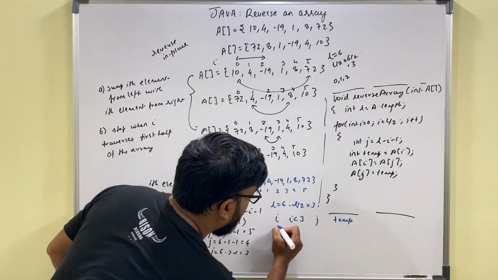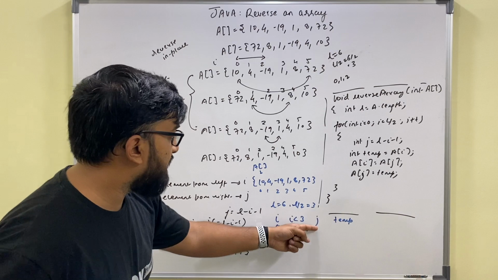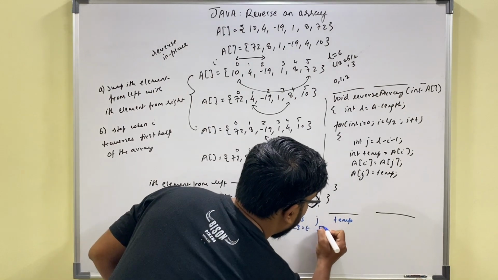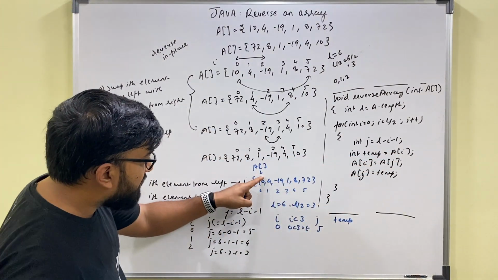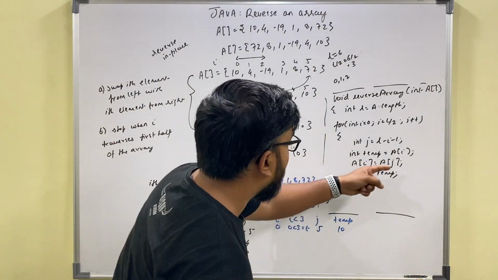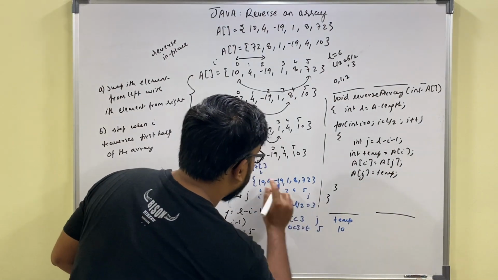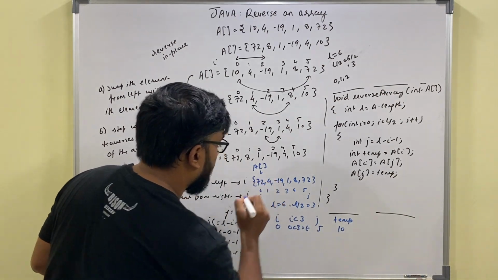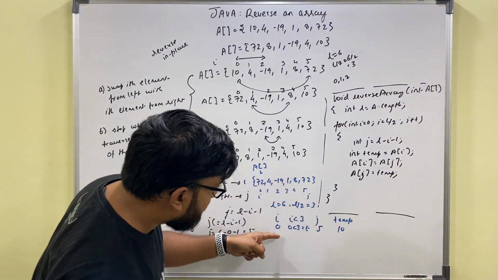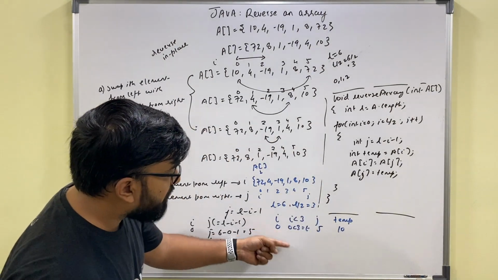I starts at 0. 0 is less than 3 is true. j is L minus i minus 1, which is 6 minus 0 minus 1, which is 5. For i equal to 0, I get j as 5. Temp is A of i, and i is at 0, so temp is 10. A of i becomes equal to A of j, so this becomes 72. And then we do A of j is temp. A of 5 is temp, which is 10. So we swap the values at index 0 and index 5.